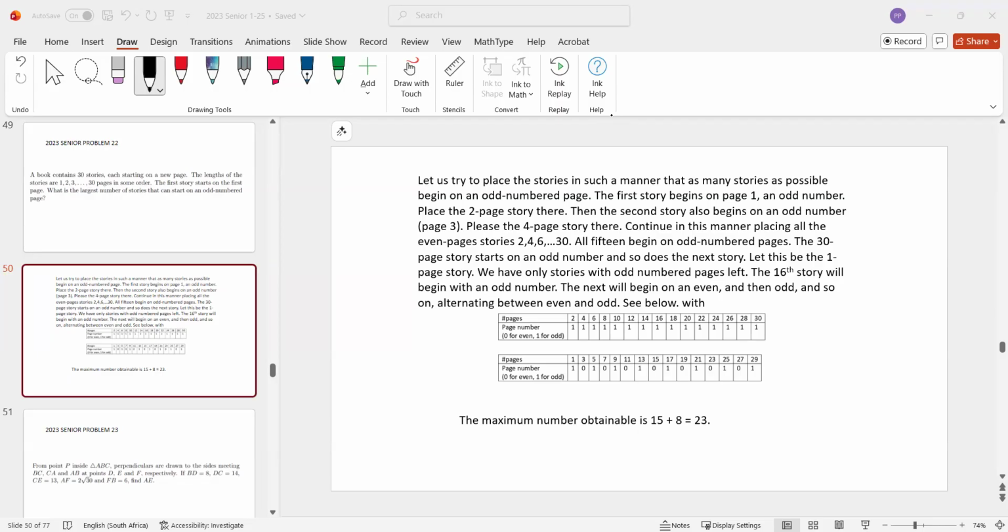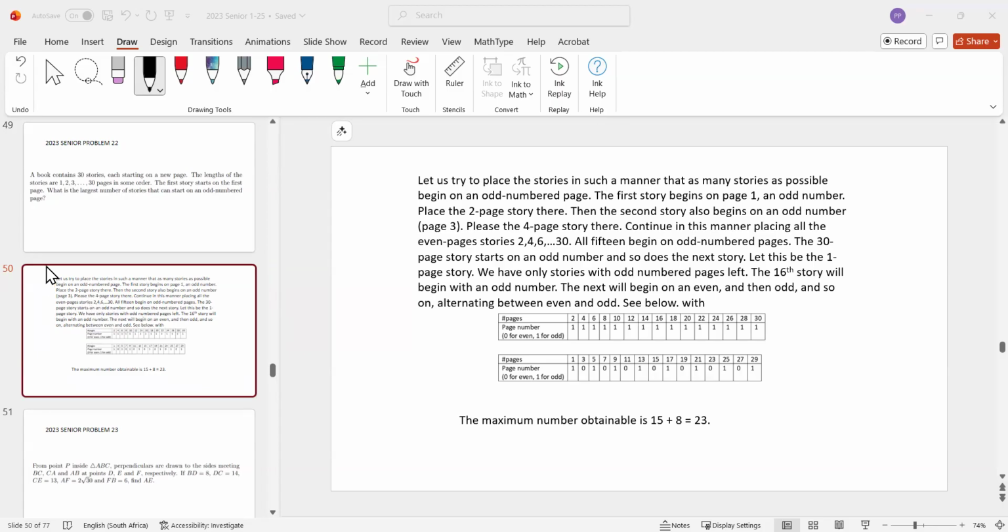But now I have to put only left with odd numbers pages now. So the 3-page story will finish off at an even number. 1 plus 3 is even. And the 5-page story will finish off at 9. So that's odd, like that. So you keep going on. Okay, so if you look at all the ones, those are all odds. You count, there are 23. That's the maximum number obtainable.